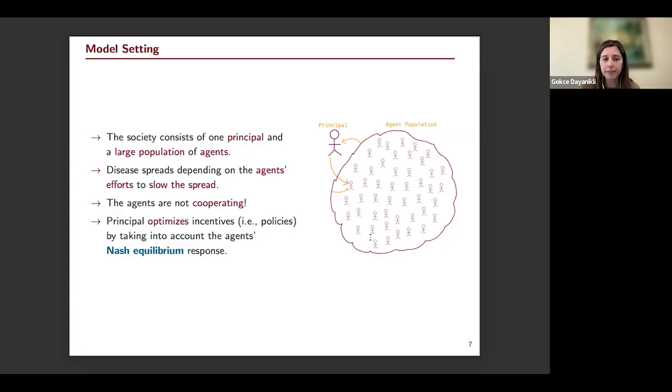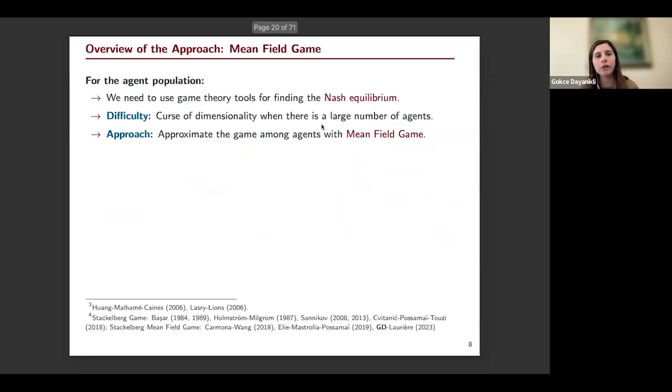So then the principal is going to take into account the Nash equilibrium response in the full population instead of taking the best response of one agent as in the classical Stackelberg games. So our aim is to find a Nash equilibrium here, which is going to be a function of the principal's policy, then plugging it in the principal's objective function and finding an optimal solution for the principal.